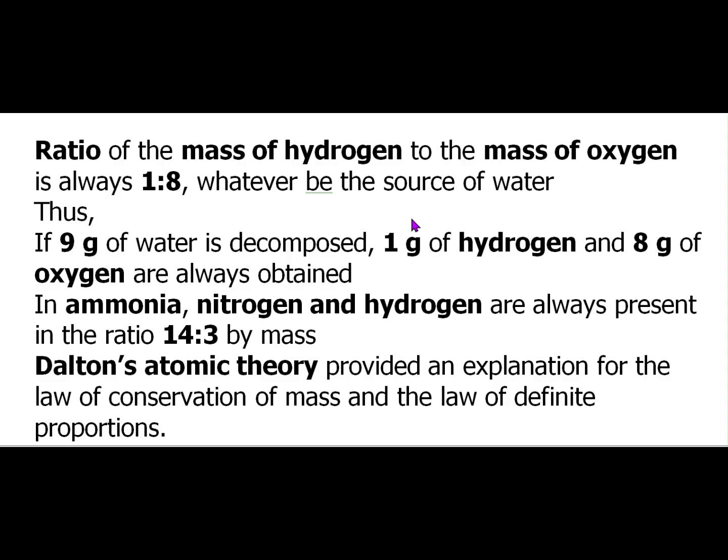Whatever be the source of water, it is always in the ratio 1:8. If 9 grams of water is decomposed, 1 gram of hydrogen and 8 grams of oxygen are always obtained. In ammonia, for example, nitrogen and hydrogen are always present in the ratio 14:3 by mass.